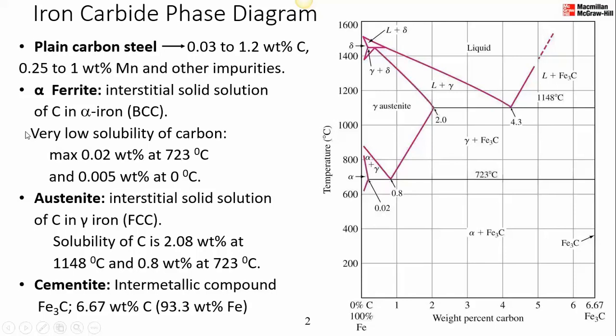But alpha has a very low solubility for carbon. It can dissolve a maximum of 0.02 weight% carbon at 723 degrees, as shown at this point on the phase diagram. And the solubility decreases at lower temperature. For example, at 0 degrees Celsius, the solubility is only 0.005 weight% carbon.